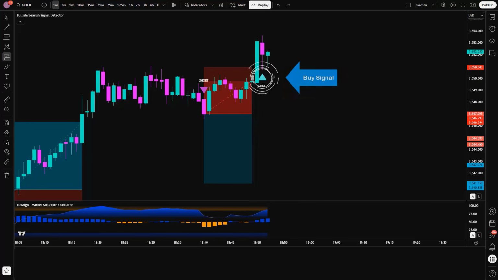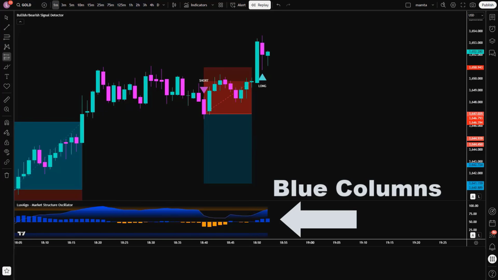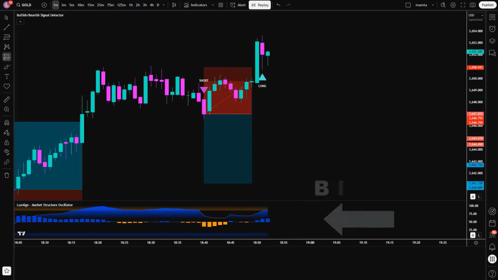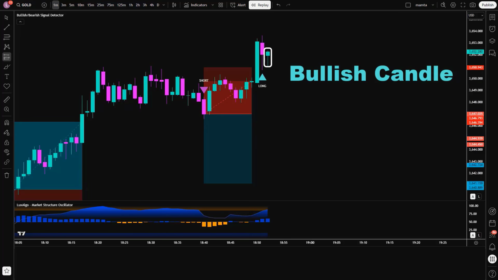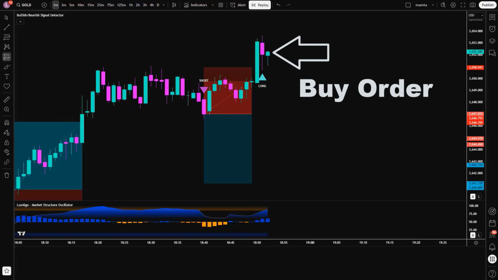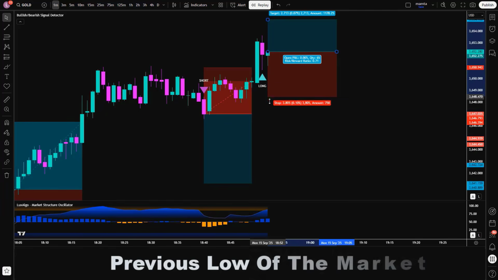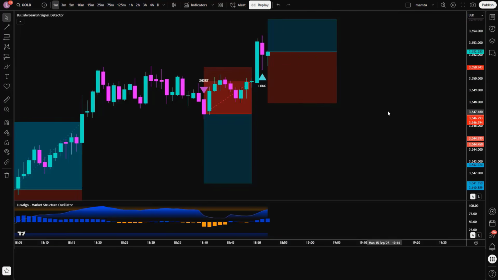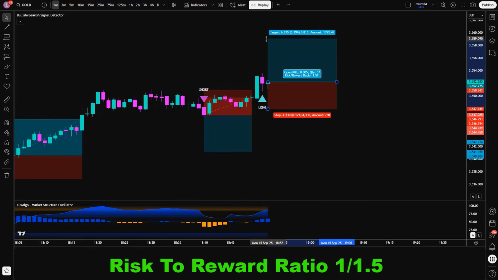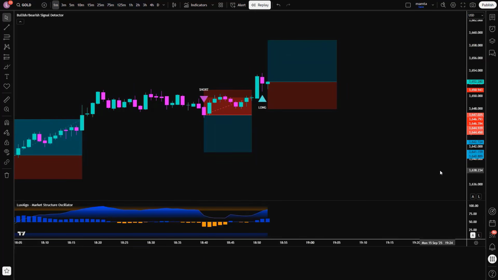Here the uptrend volatility weighted cloud indicator gives us a buy signal. Here the market structure oscillator indicator shows blue color columns. Here the market has made a bullish candle to give confirmation. So all our conditions are being fulfilled, so we are placing an order to buy. Our stop loss is the previous low of the market, and the risk to reward ratio will be 1:1.5.